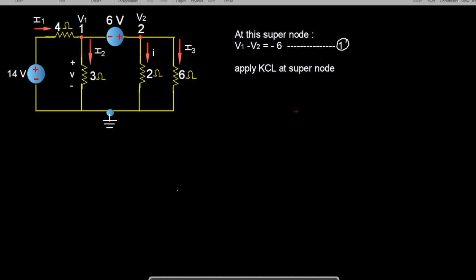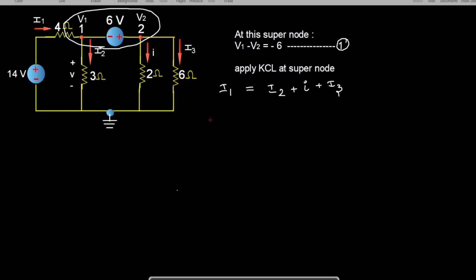For the second equation, we are going to apply the KCL at the super node. We know that this is our super node, and at this node we are going to apply the KCL. What are the incoming currents for this node? I1 is the incoming current and the other currents are leaving currents. So we can write I1 is equal to I2 plus I plus I3. These are all the leaving currents at that node.